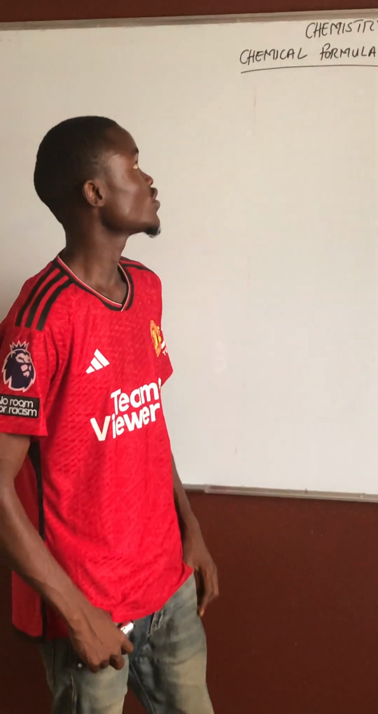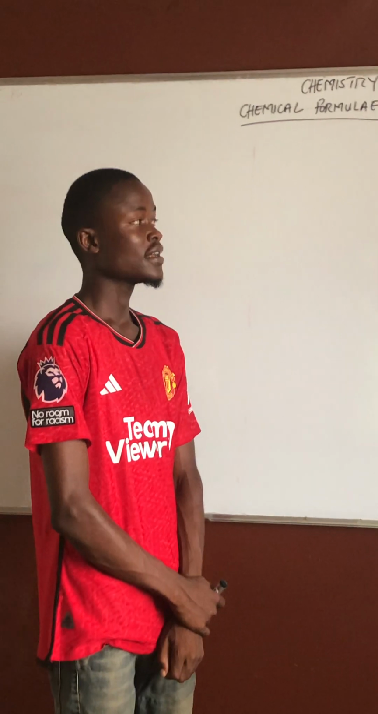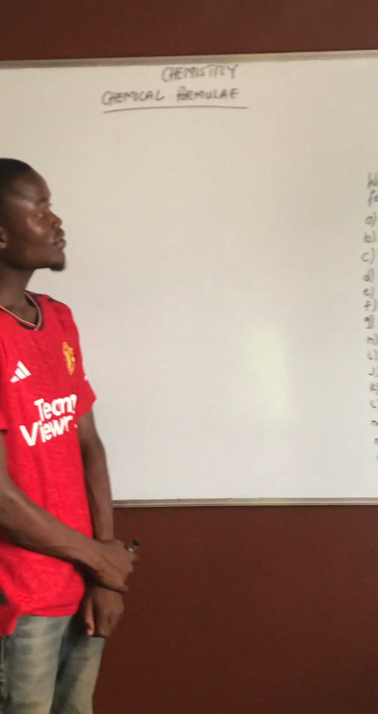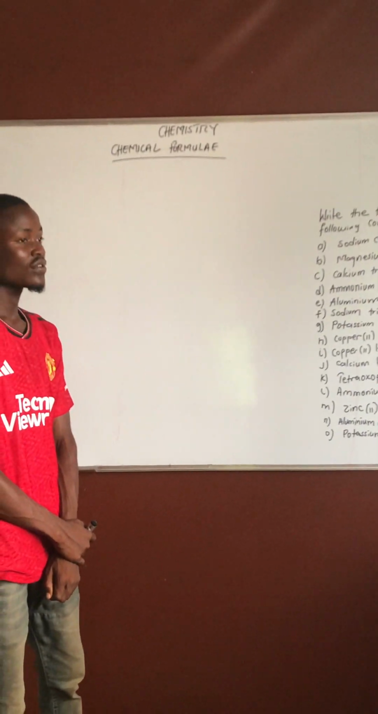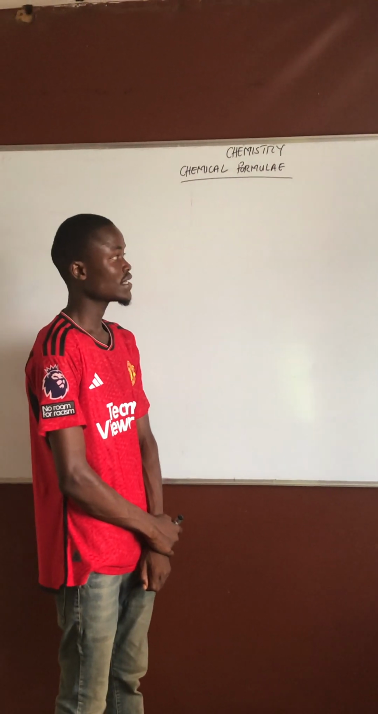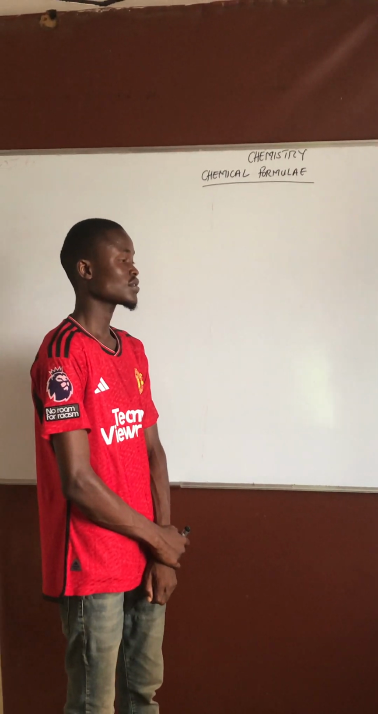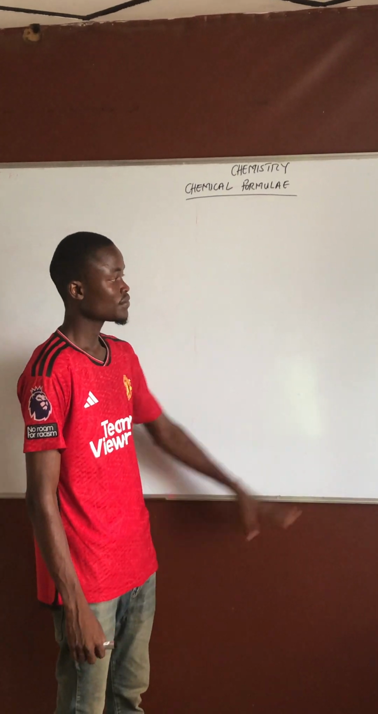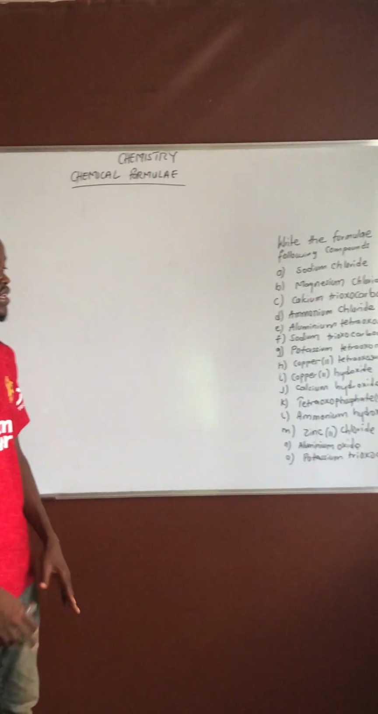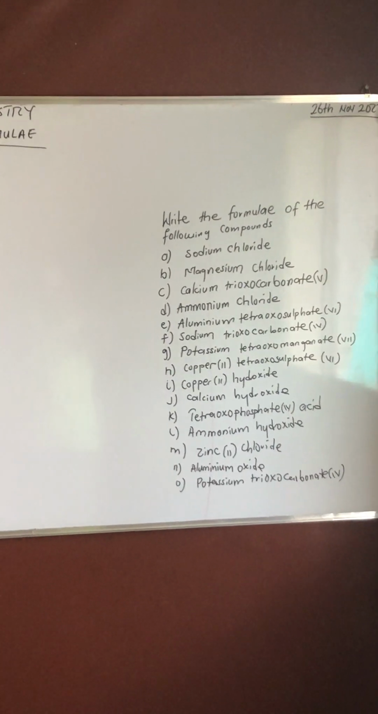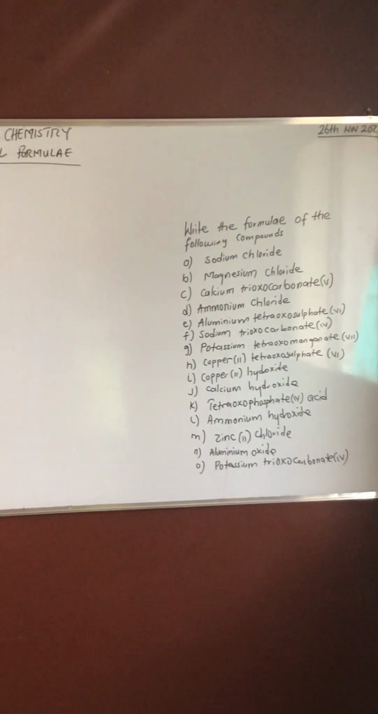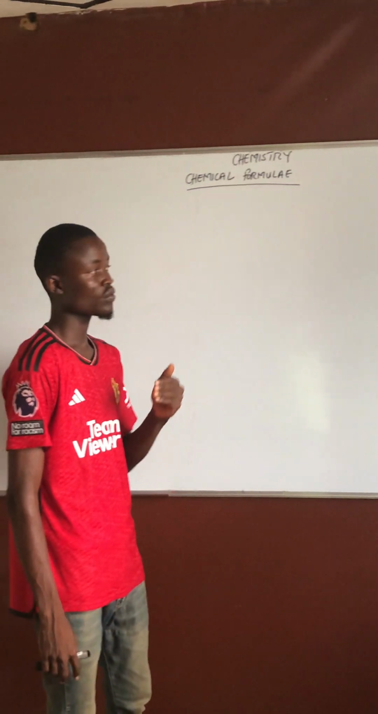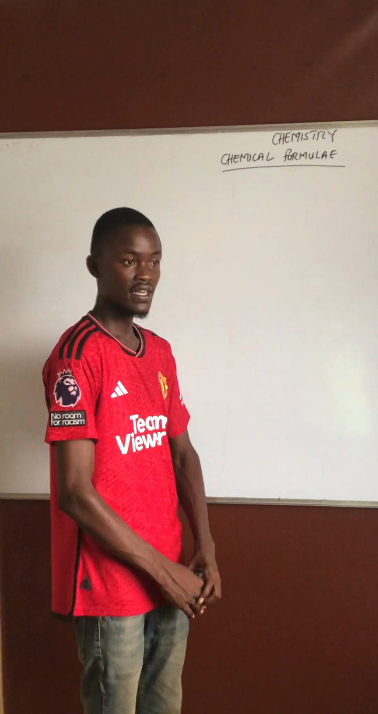Today's discussion is chemical formula. Now, those are the examples of the compounds. We are asked to write the chemical formula of the following compounds. First of all, when you want to write the chemical formula of these given compounds or any compounds, you should have a good background on what the valency of a given element is.